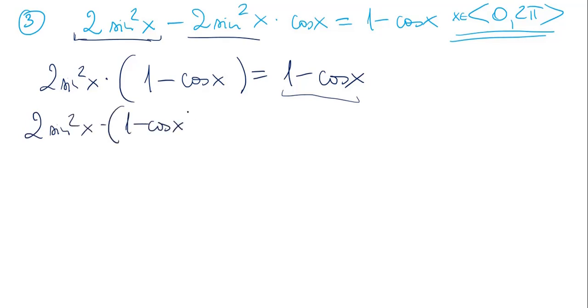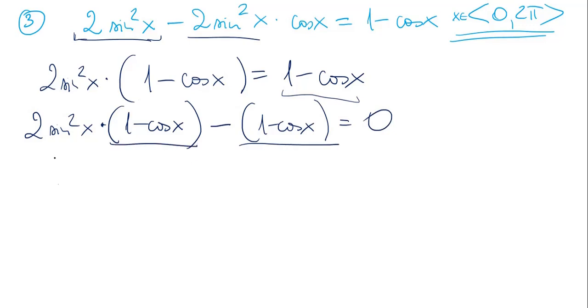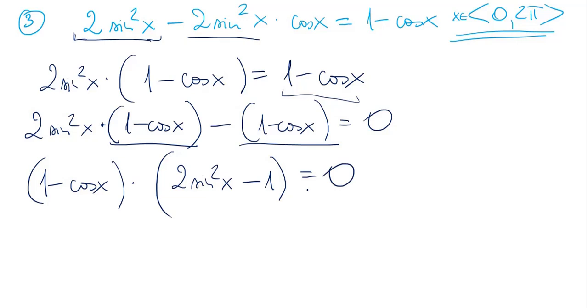So the left side is unchanged. Then we have minus this part, and now we take this part in front of the brackets, in front of the whole expression. So we take this, and what we have left here is 2 sine squared x minus 1. And we have again a multiplication, so we set those two brackets equal to 0, so we have cosine x equals 1, or sine squared x equals 1/2.